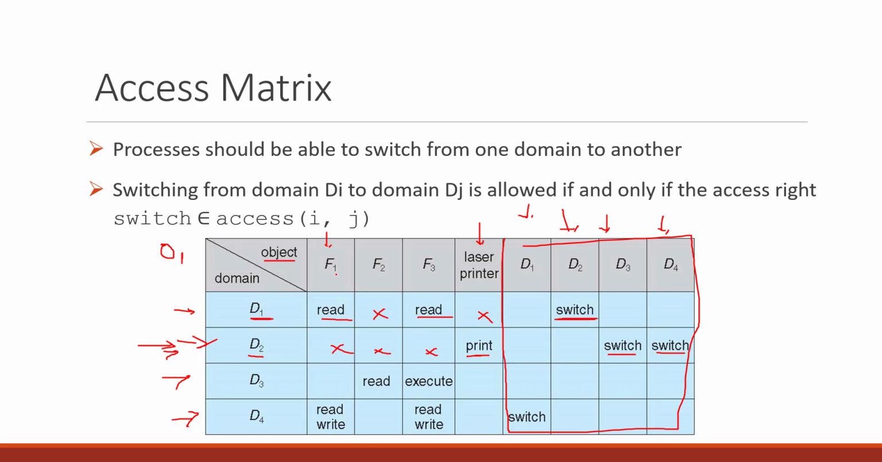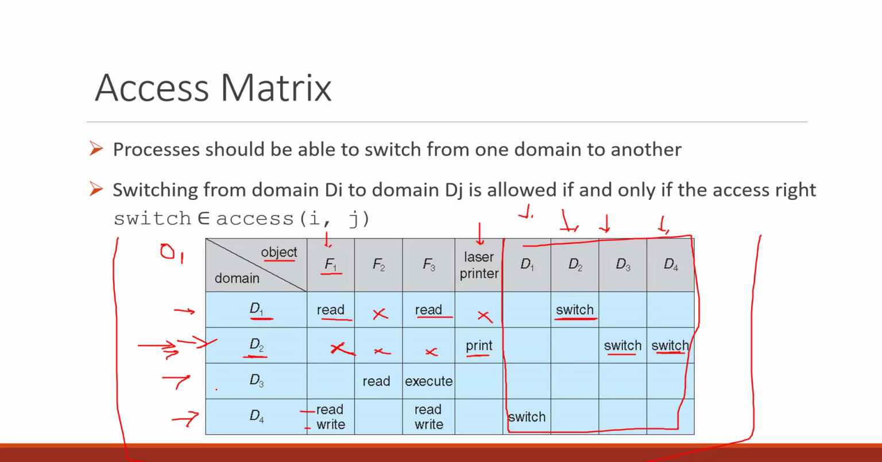So if object 1 wants to access file 1 and currently it's in domain 2, it does not have access to file 1, right? What it has to do is switch to domain 4 so that it can have read and write access to file 1, and so on and so forth with the other ones. So normally when we talk about switching between domains, we design a matrix like this so that we can tell over here that the object can switch between domains.